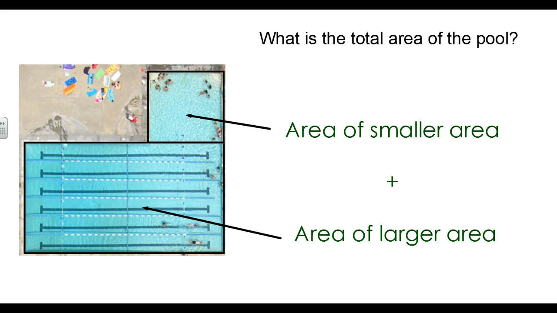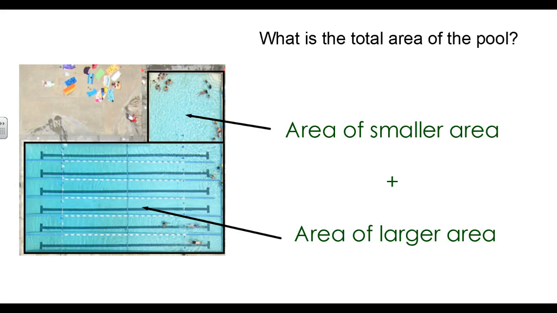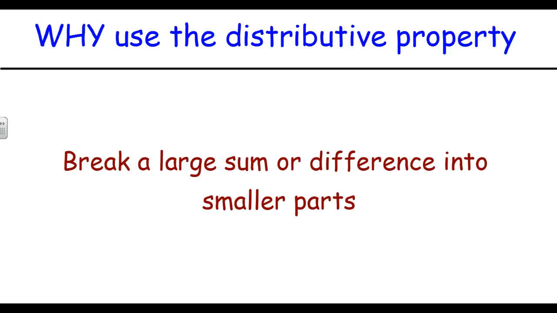And so when we're finding the area of a pool, what we can do is split it into smaller parts. Even a pool like the one we looked at first, as a rectangle, we could split it into smaller parts. And then we can find the area of one and add it to the area of another. And in one way, that's part of how we use the distributive property when we're talking about numbers, is to take a large sum or a large difference and split it into parts.